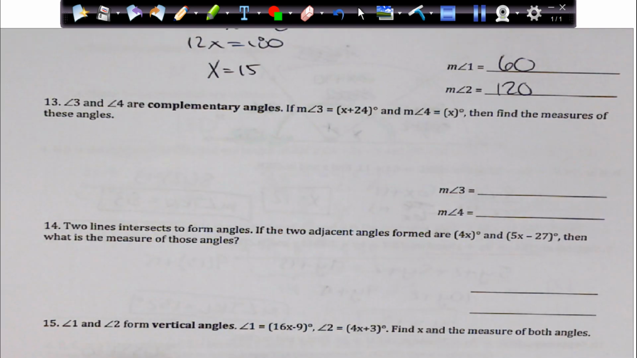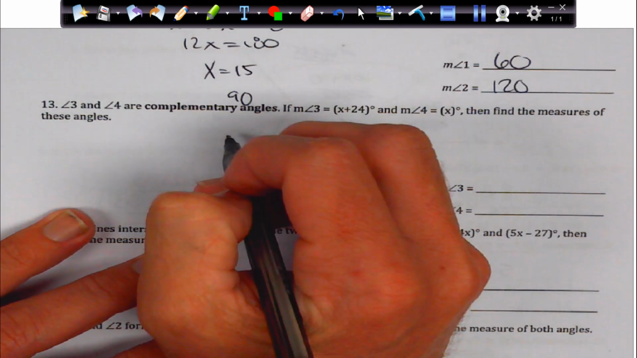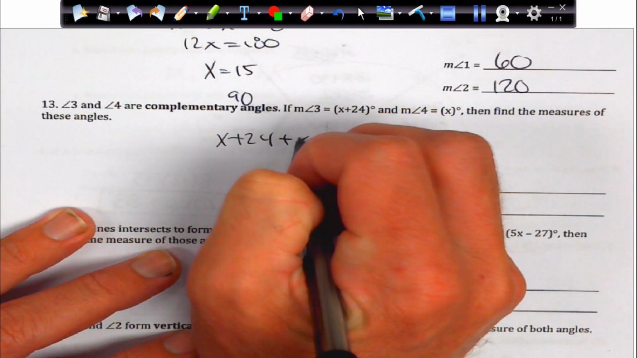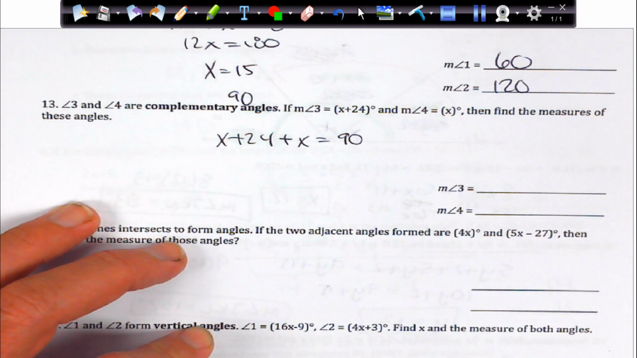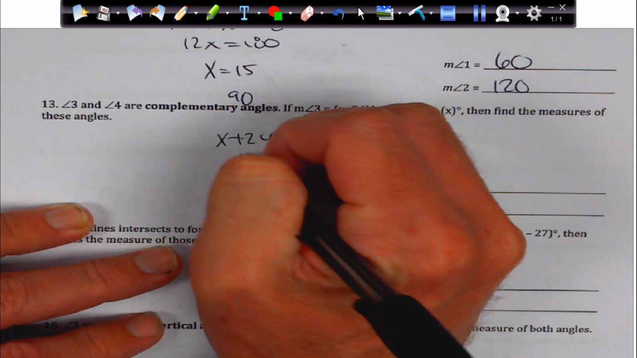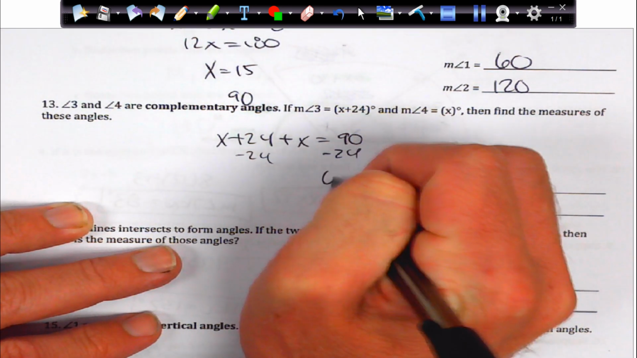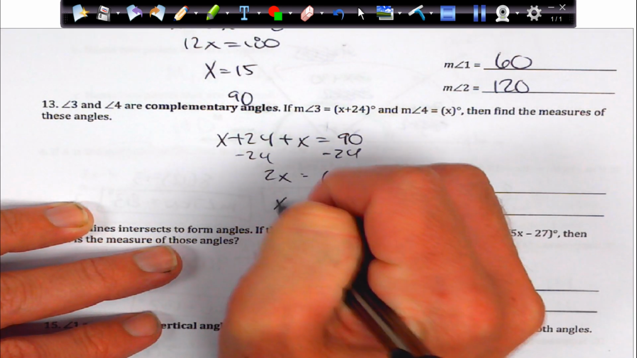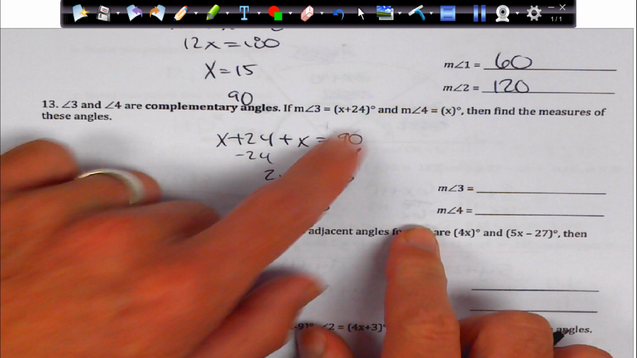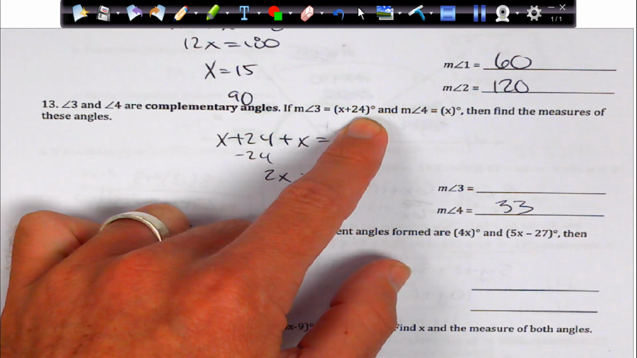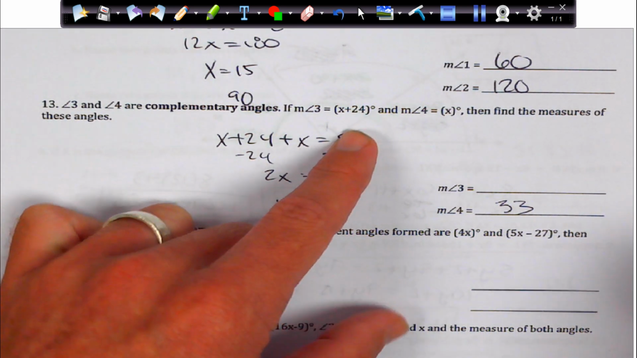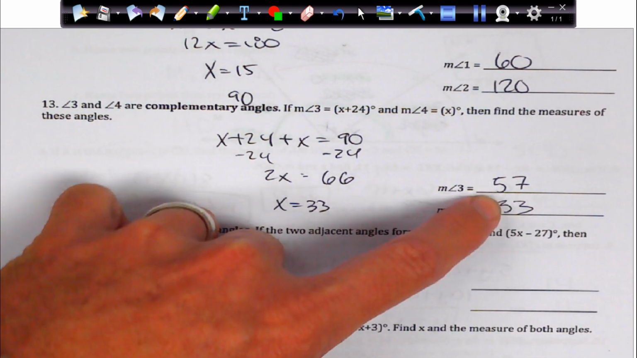Complementary, add to 90. So we're going to do the same thing, x plus 24 plus x equals 90. I'm going to subtract the 24 from 90. So if I subtract 24 from 90, I'm going to get 66 equals 2x, so x must equal 33. And then here it says x is, well, 33. And then 33 plus 24 is going to give me 57. And if you add those together, that's also 90, so that works.